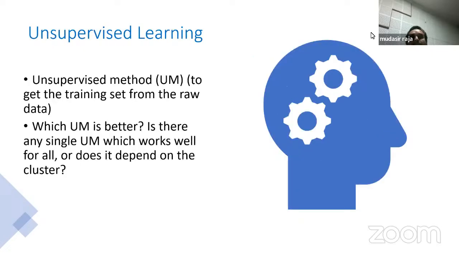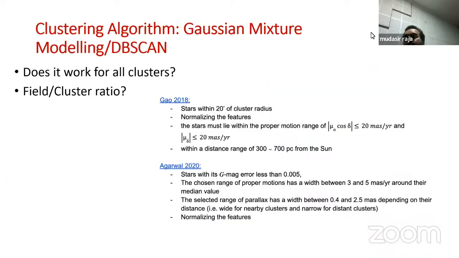That's why another approach comes in, called unsupervised machine learning, where you don't need any labeled data. In unsupervised machine learning, there are 2 methods which we have used. One is GMM, Gaussian mixture model, and another is DBSCAN, density-based spatial clustering of applications with noise.